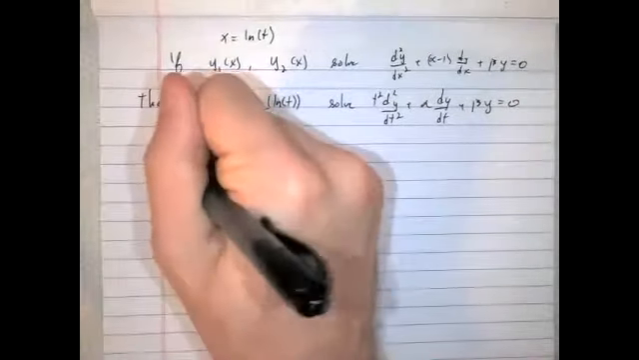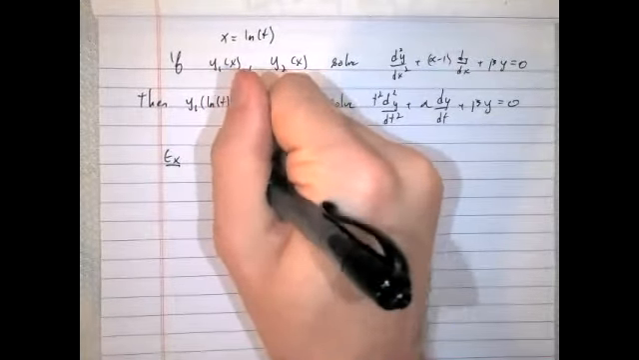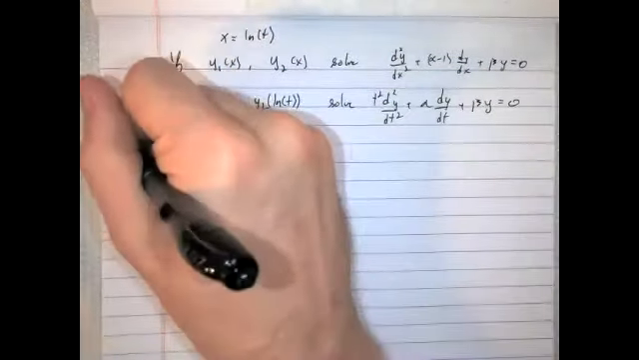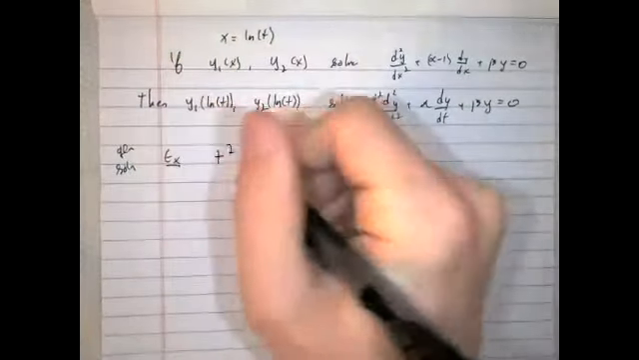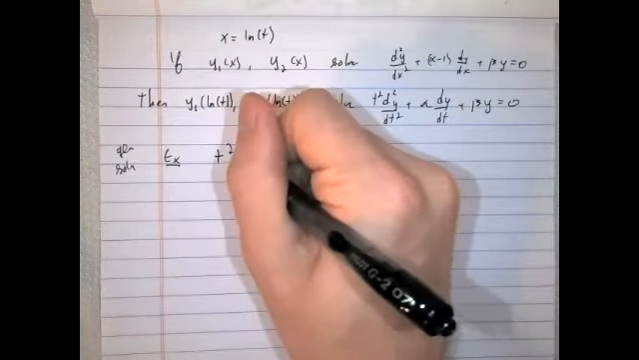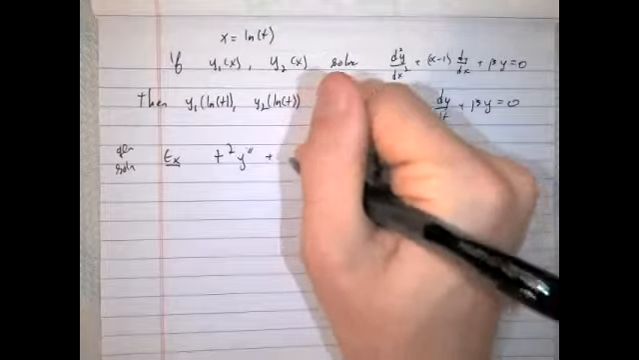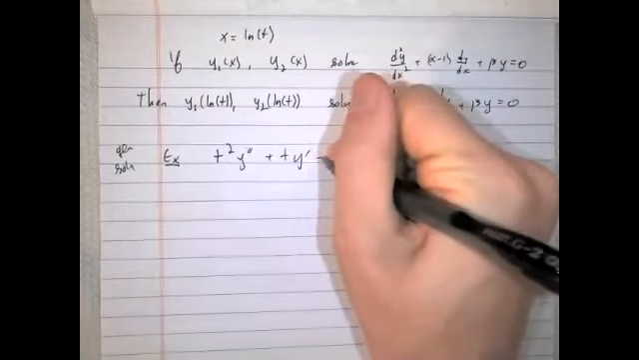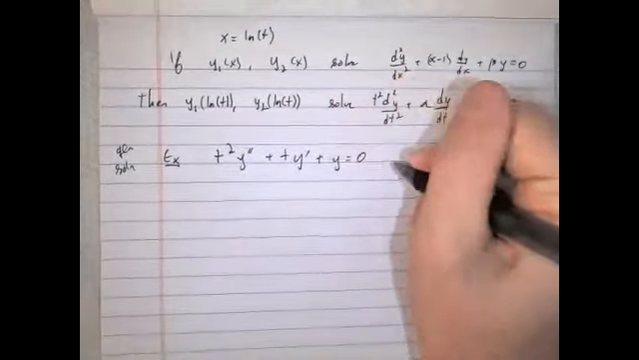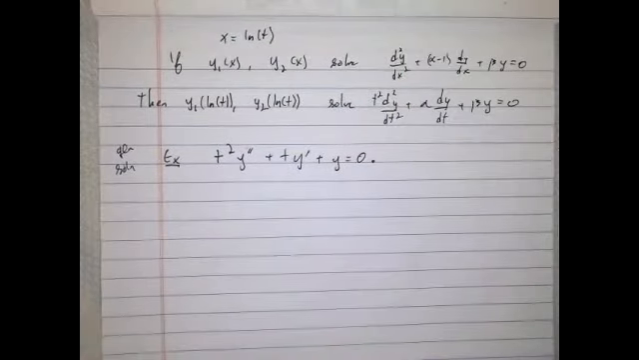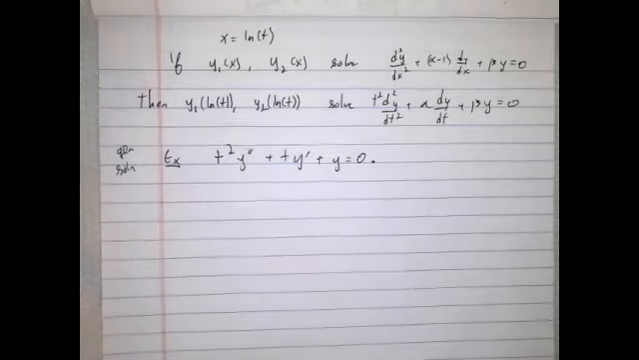So what I would like for you to do is the following example. Please find the general solution to t squared y double prime plus t y prime plus y is equal to 0. Why don't you give this one a shot, just using this technique that we've introduced.